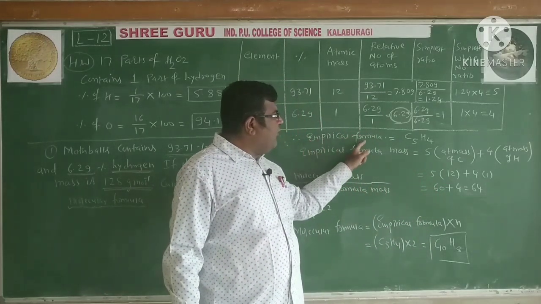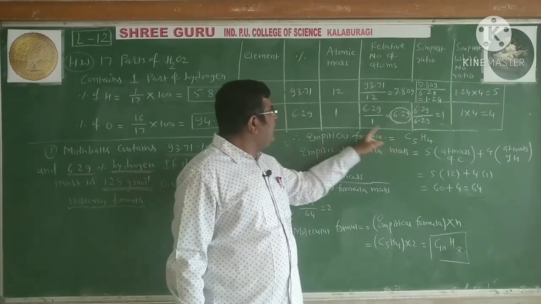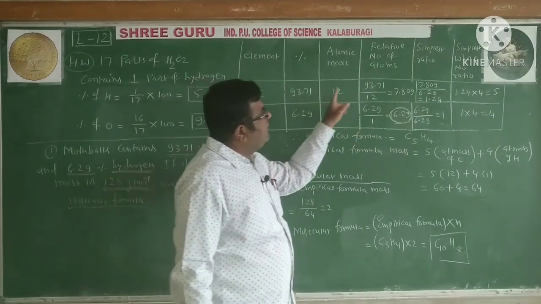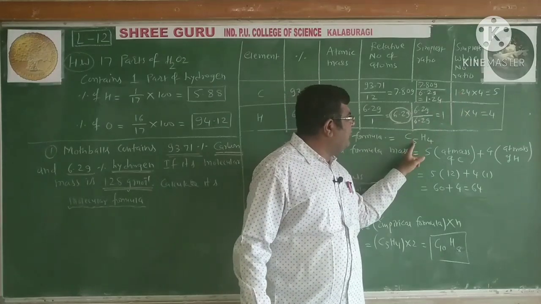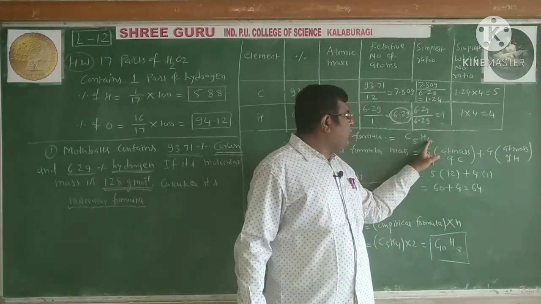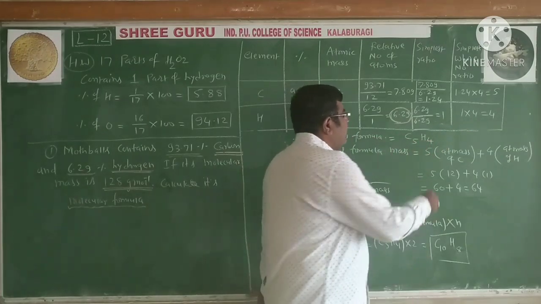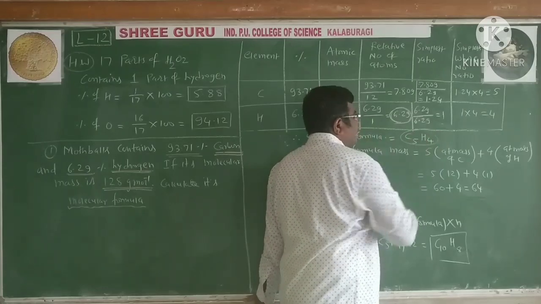So empirical formula is equal to C subscript 5. Why 5? Because for carbon, simplest whole number ratio was 5. And for hydrogen, simplest whole number ratio was 4. So C5H4 is our empirical formula.